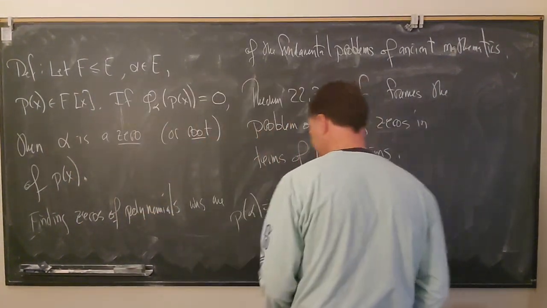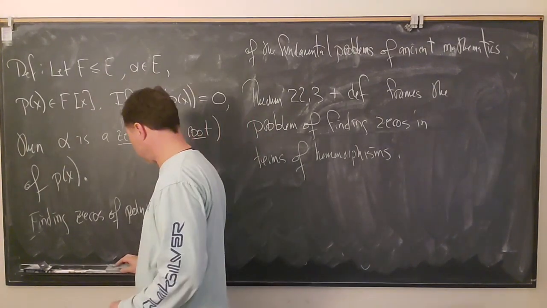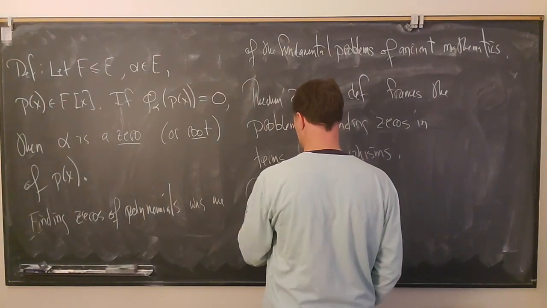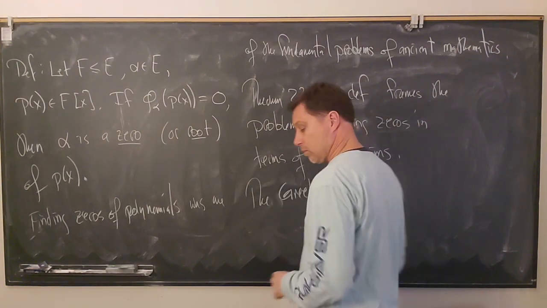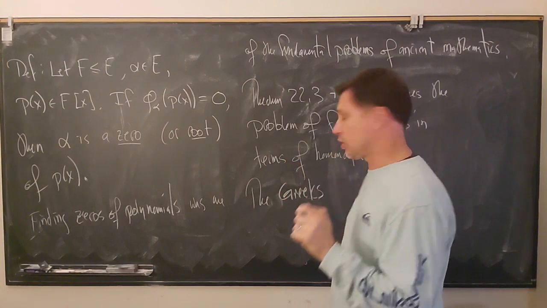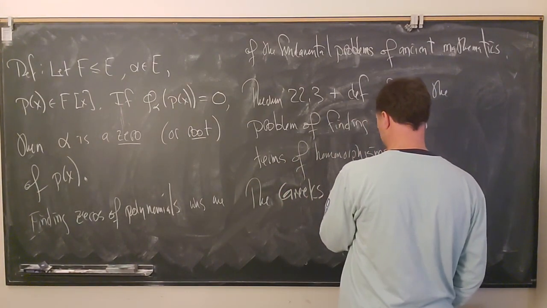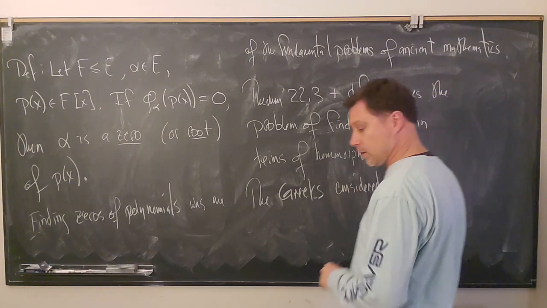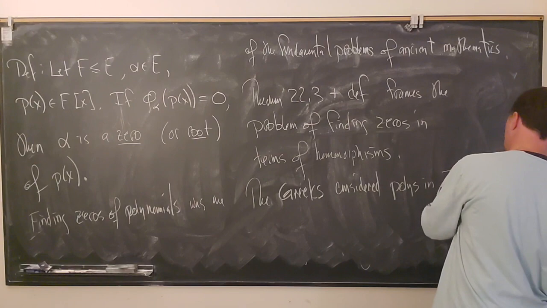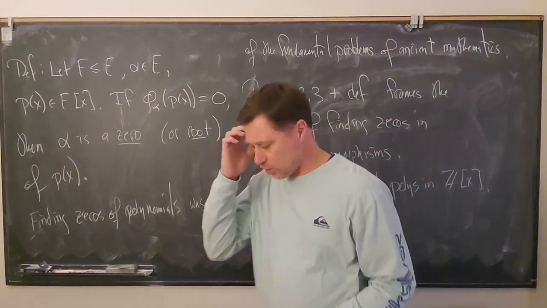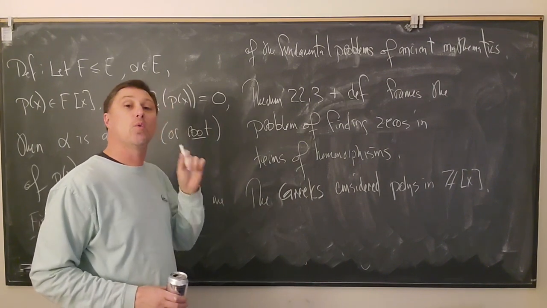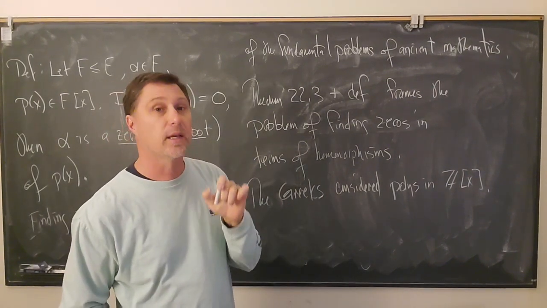Now, the Greeks, right, they were sort of the first, well, not the first, but they were early, and they contributed quite a bit to early mathematics. So the Greeks were really studying polynomials whose coefficients were integers. So the Greeks considered polynomials in Z bracket x. They liked to have the coefficients of their polynomials be integers. Now, they were okay with zeros that were not necessarily integers, right? They accepted that. They were okay with zeros being rational numbers. They were not happy with the idea of zeros being irrational numbers.